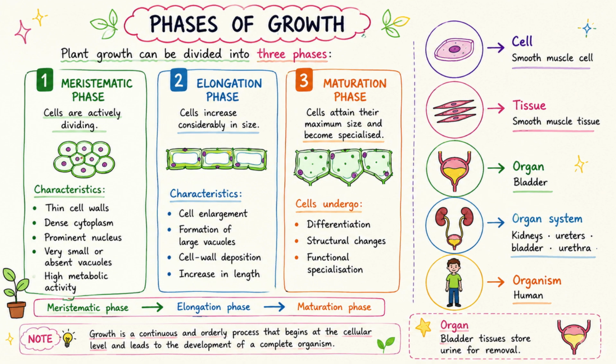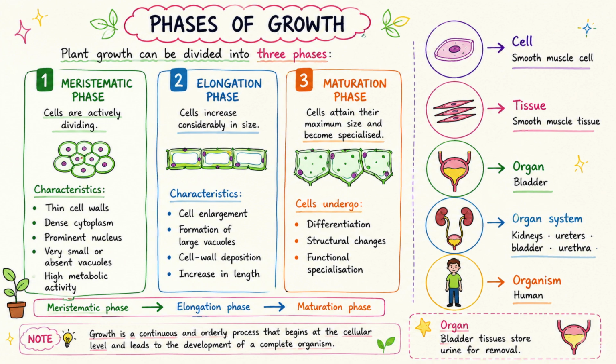Plant growth takes place in three main phases. The first phase is the meristematic phase. In this phase, the cells are actively dividing and producing new cells. These cells have thin cell walls, dense cytoplasm, and a prominent nucleus. They have very small vacuoles, or sometimes vacuoles may be absent. The metabolic activity of these cells is also very high because they are continuously dividing.